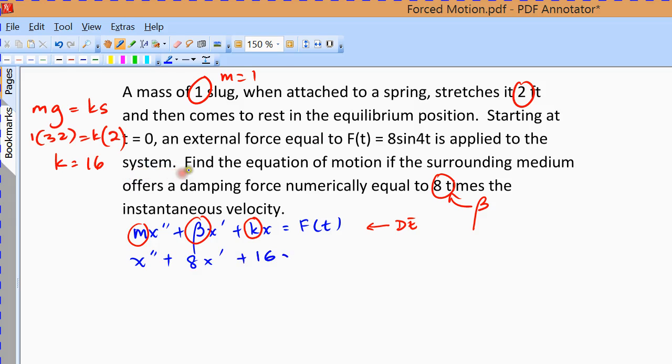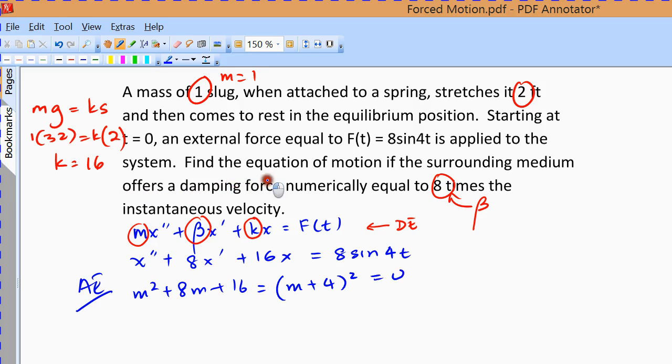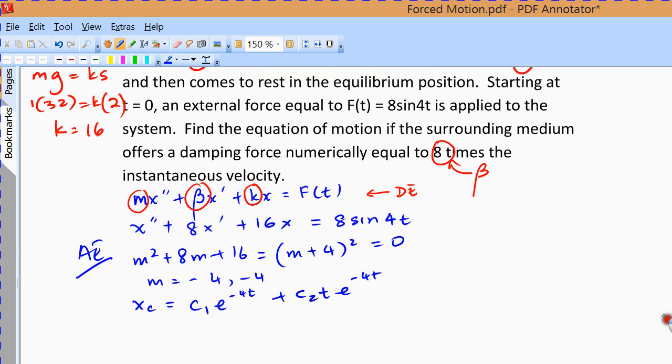and we first solve the homogeneous system by obtaining the auxiliary equation m squared plus 8m plus 16 equals (m plus 4) squared equals 0, and so m is equal to minus 4, minus 4. These are repeated roots, and so xc is c1 e to the power minus 4t plus c2 t multiplied by e to the power minus 4t.